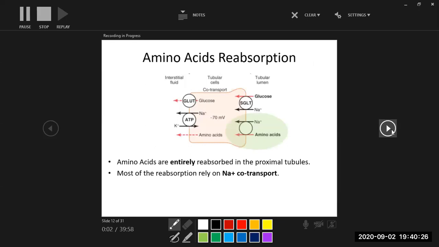So that's the glucose reabsorption. And the next one is the amino acids. The thing you need to memorize is that this is also conducted by the sodium co-transport.